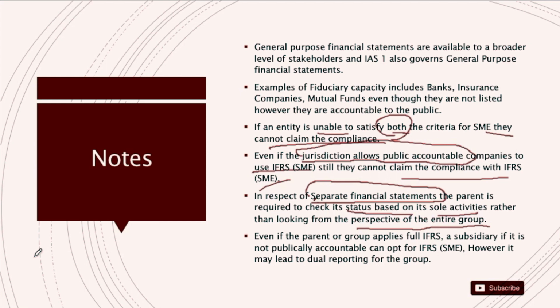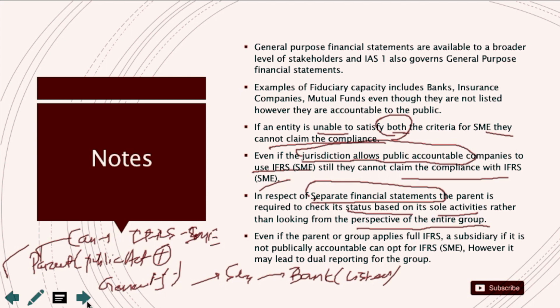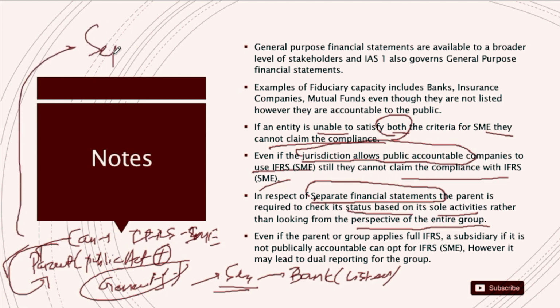Now think about it. Suppose a parent is not doing any kind of public activity, and it is preparing general purpose financial statements, but it has a subsidiary which is doing business as a bank, or is even listed. In such a case the parent can opt for IFRS for SMEs, because first of all it is not publicly accountable in its own business and it is preparing general purpose financial statements. This means the parent can claim compliance with the IFRS for SMEs even if its subsidiary is listed, but only in the case of separate financial statements, not in the case of consolidation.